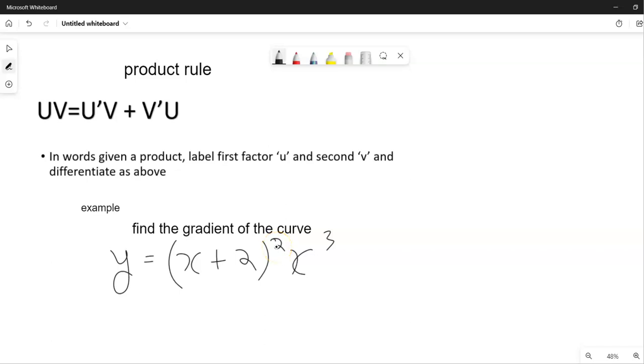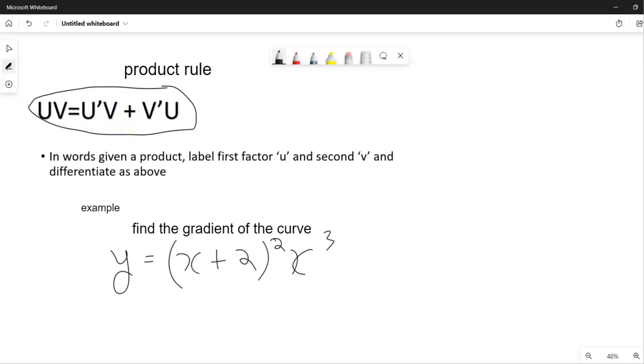Hi everyone, so we're doing another video on differentiation, and this time we are looking at the product rule. Of course, as the name suggests, it has to do with product, multiplying something, right? So if you are given a function with a product, you use the product rule to differentiate that function. Let u be your first factor and v be your second factor, and use the rule here to differentiate.